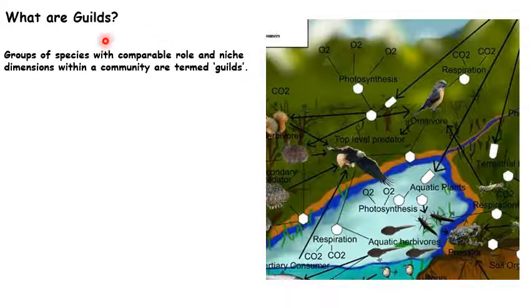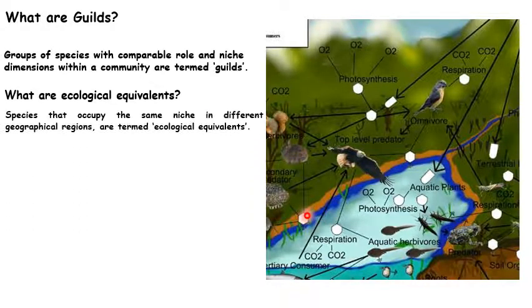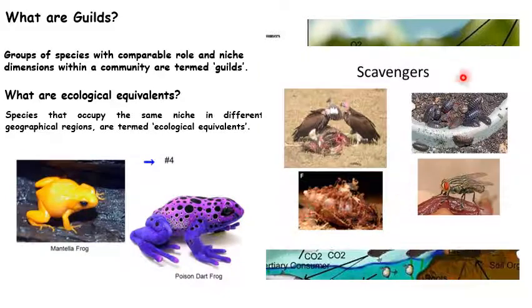In guilds you will have a group of species that will be utilizing the resources in a comparable or related way. So let me tell you how it happens. If you take scavengers, let me just show you this picture. These are the scavengers that are present in a forest.